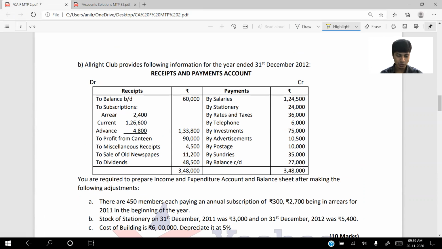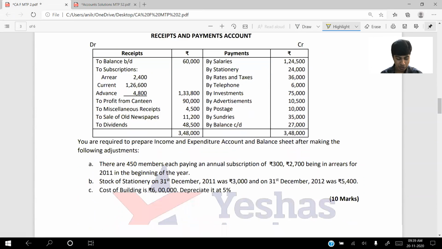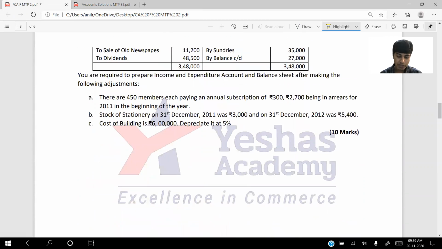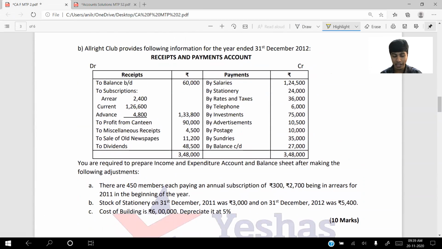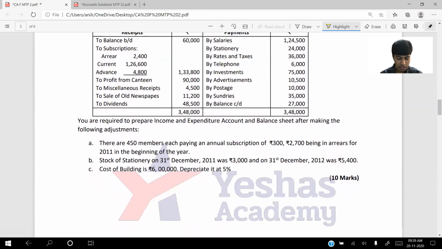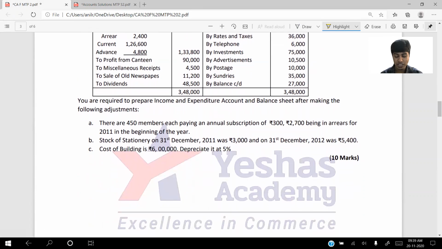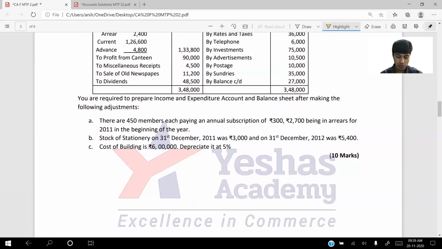All right, club provides the following information for the year ended 31st of December 2012. Okay, they've given receipts and payment account. This is nothing but the cash book. What do they want? Read the last line. You are required to prepare income and expenditure account and balance sheet after making the adjustments. Okay, let's do this. There are 450 members, each paying an annual subscription of 300. So how much is it? 450 into 300. 2,700 being in arrears for 2011 in the beginning of the year. So what is the current year income?